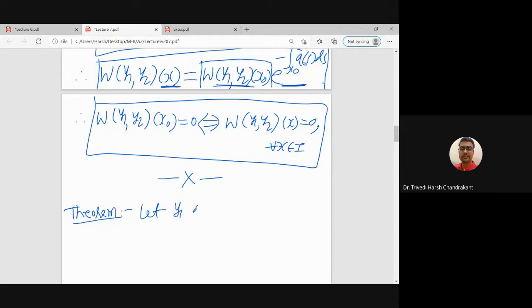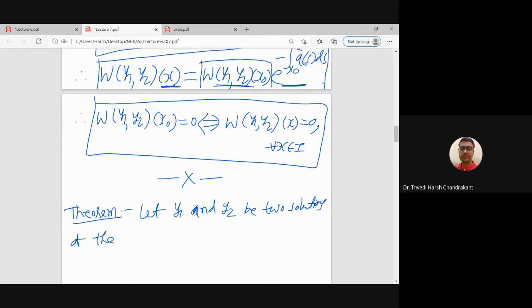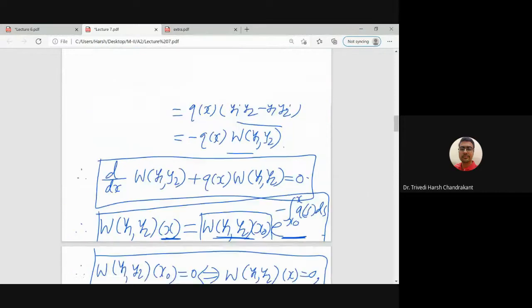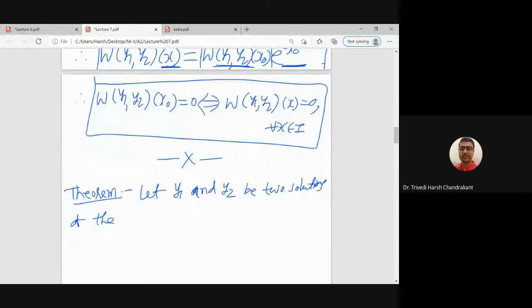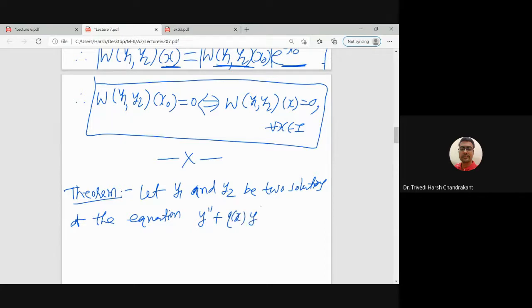So if y1 and y2 be two solutions of the, so what is this? Let me write down the differential equation. The differential equation is y double dash plus q(x) y dash plus r(x) y is 0. So we are considering a homogeneous linear equation.